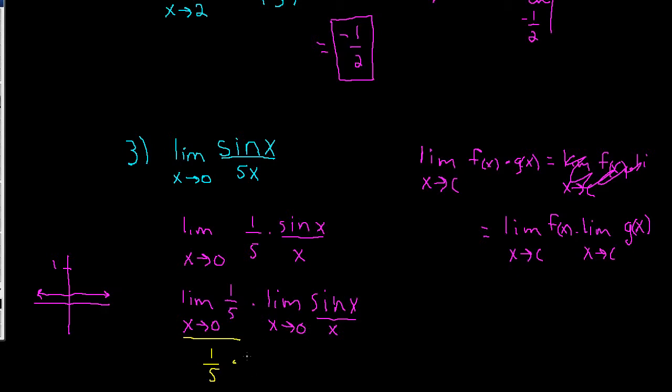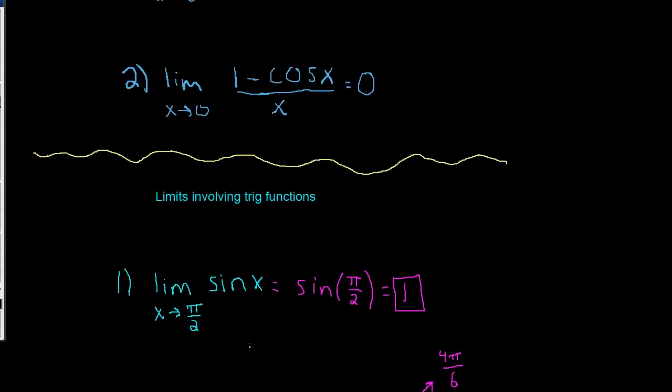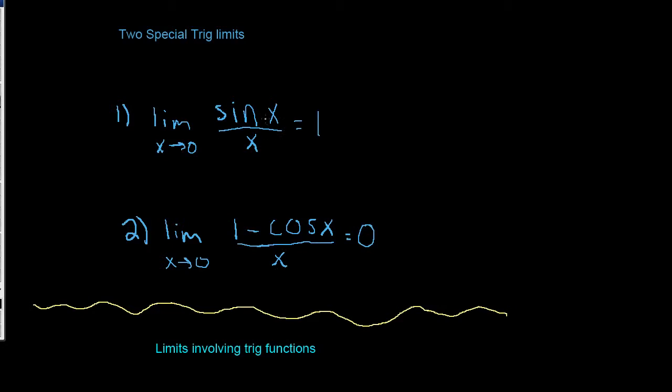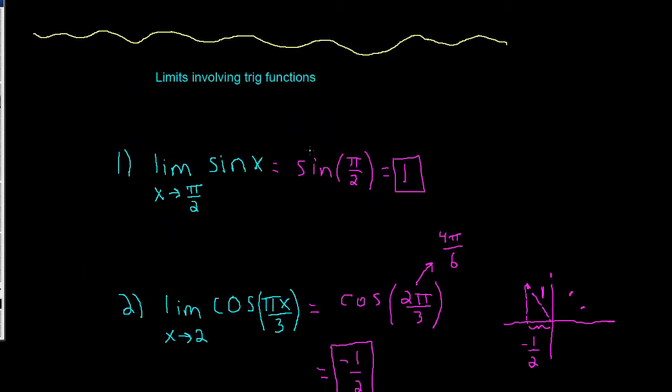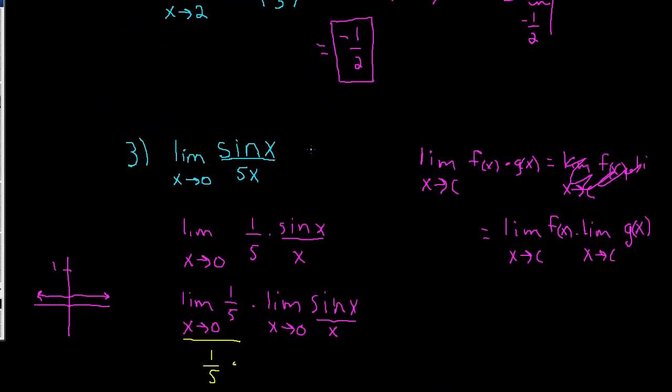Well, what's that limit? We did that up above. We know already that the limit as x goes to 0 of the sine of x over x is just 1. So we don't have to do anything other than call that 1. 1/5 times 1 is just 1/5, and we're done. So this was an example where we used our knowledge of a previous limit, and we broke down our function into the product of two other functions and evaluated those limits independently.